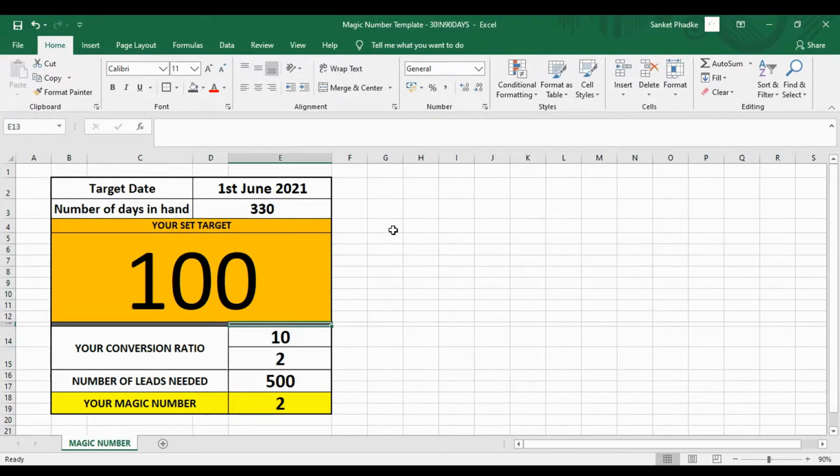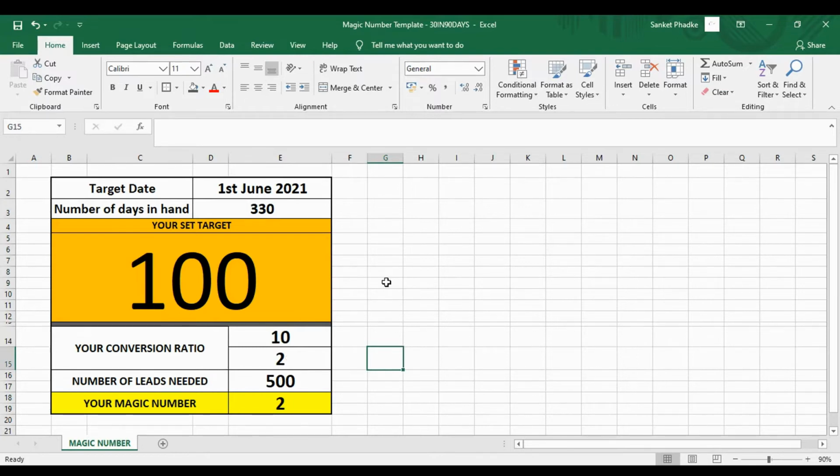So now what this sheet tells you is you need to generate a minimum of 500 leads in the next 330 days so that you can achieve 100 admissions. Okay, now this means that your magic number is 2, which is you need to generate a minimum of 2 inquiries starting today on a daily basis so that your next academic batch of June 2021 starts with a minimum of 100 admissions. Download the sheet, find out your magic number and enter it in the comment section below this course.